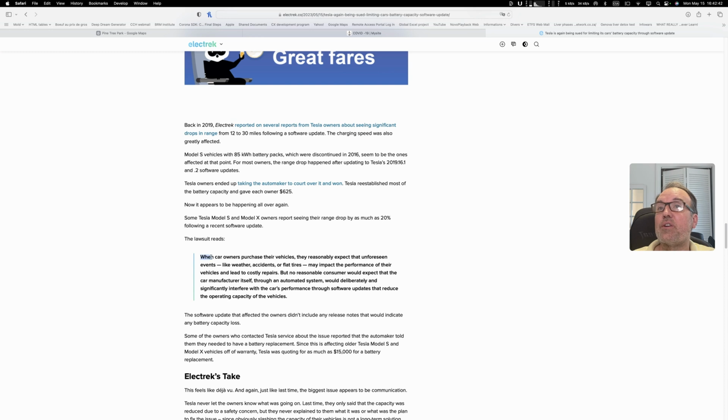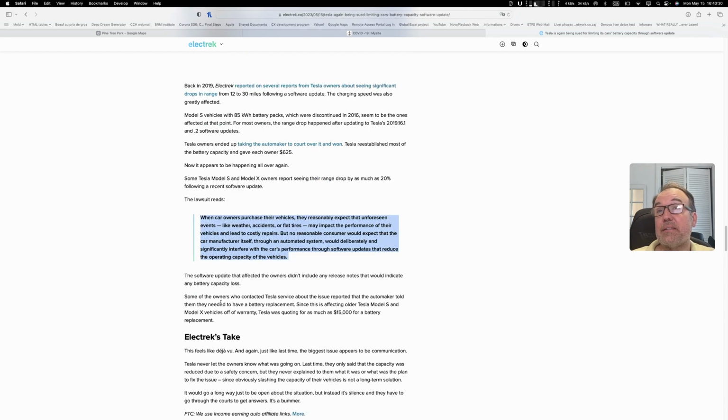When car owners purchase their vehicles, they reasonably expect that unforeseen events like weather, accidents, or flat tires may impact the performance of their vehicles and lead to costly repairs, but no reasonable consumer would expect that the car manufacturer itself, through an automated system, would deliberately and significantly interfere with the car's performance through software updates that reduce the operating capacity of the vehicle. We'll see where this leads.